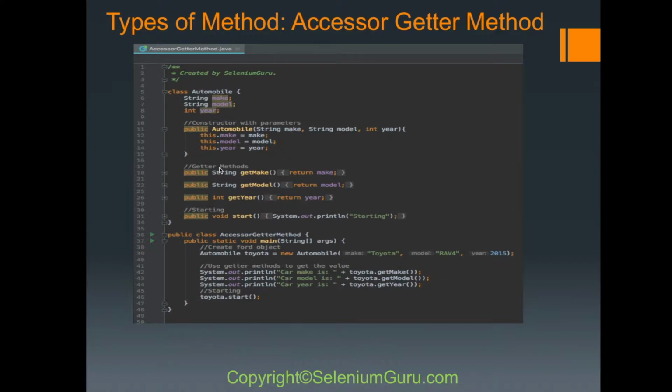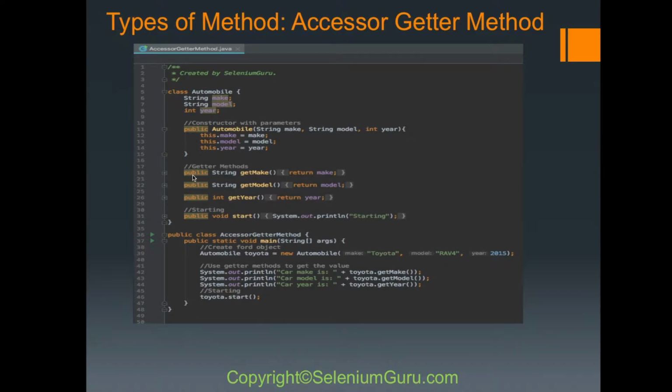And here I've got these getter methods. How do I know it's a getter method? Because it has this get. For each variable, you're trying to get the value of it. So here I've got public String getMake. I'm trying to get the value from the variable make. So I created this getMake method, and as you can see, it has a return type of String.